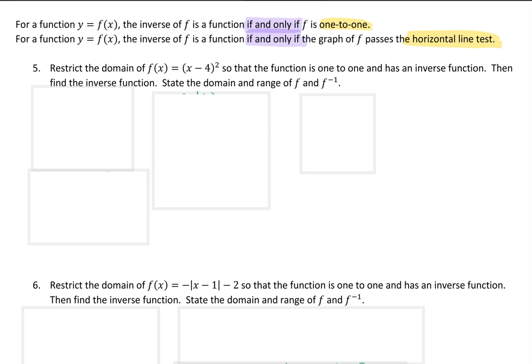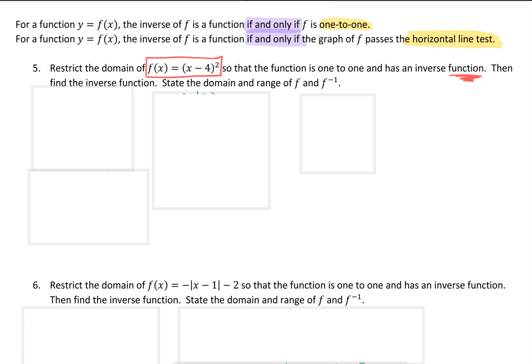Okay, so let's take a look at problem number 5. We're given this function f of x equals the quantity x minus 4 squared. We want to restrict the domain so that it's 1 to 1 and has an inverse function, so the inverse must also be a function. Then we're going to find the inverse function, and we're going to state the domain and range of both f and its inverse.